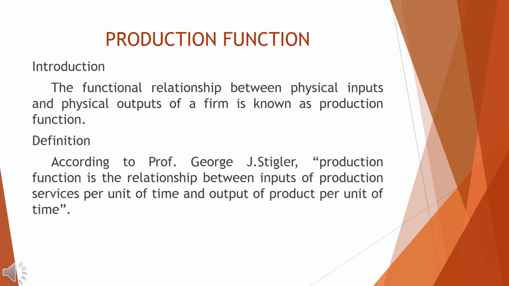Today I discuss the topic of production function. Production is a process in which the physical inputs are transformed into physical output. The output is the function of input. The functional relationship between physical inputs and physical outputs of the firm is known as production function. According to Professor George J. Stigler, production function is the relationship between input and production services per unit of time and output of product per unit of time.